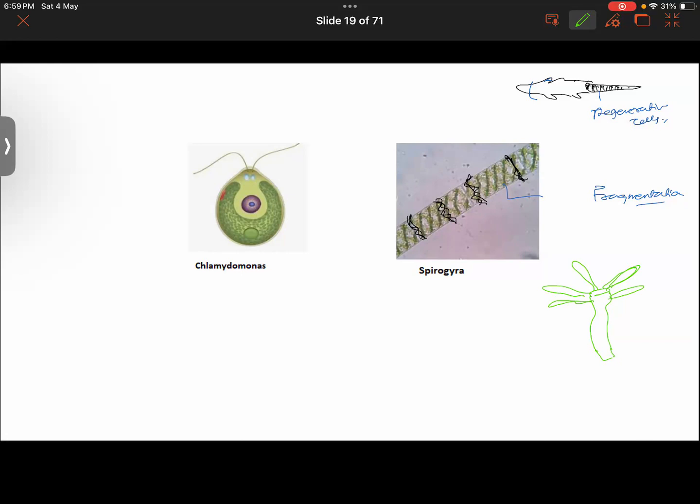Reproduction of plants, you might have studied this. Basically, a tiny bud will start to grow from here, and later on it will detach from its parent and start to grow into a new Hydra. So in that way also, living organisms grow.